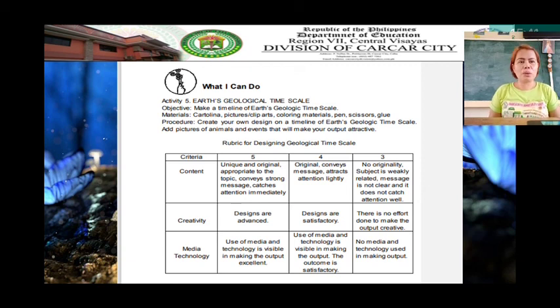Okay, so this is the rubric for designing the geologic time scale. We have the content, creativity, and media technology. The highest point that will be given is 5 and the lowest is 3 for each criterion. Am I understood for this?